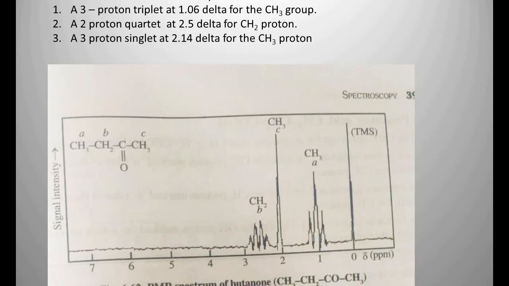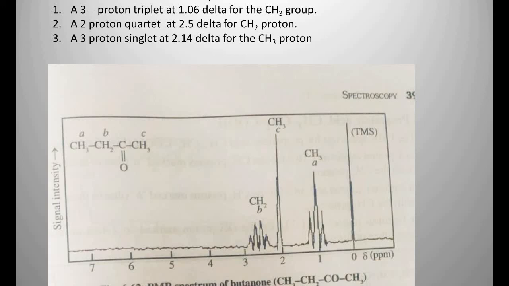Then a 3 proton triplet at 1.06 delta for the CH3 group. The CH3 signal is split into 3 due to spin coupling with the neighboring CH2.